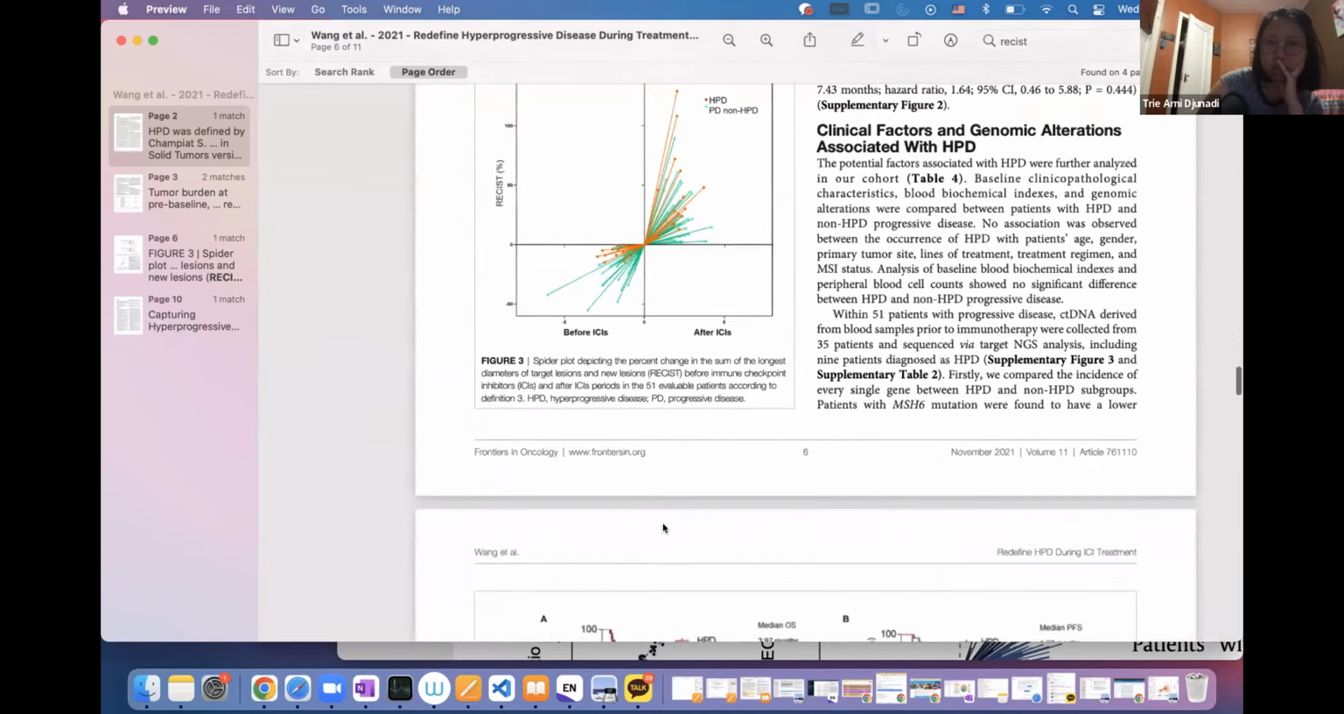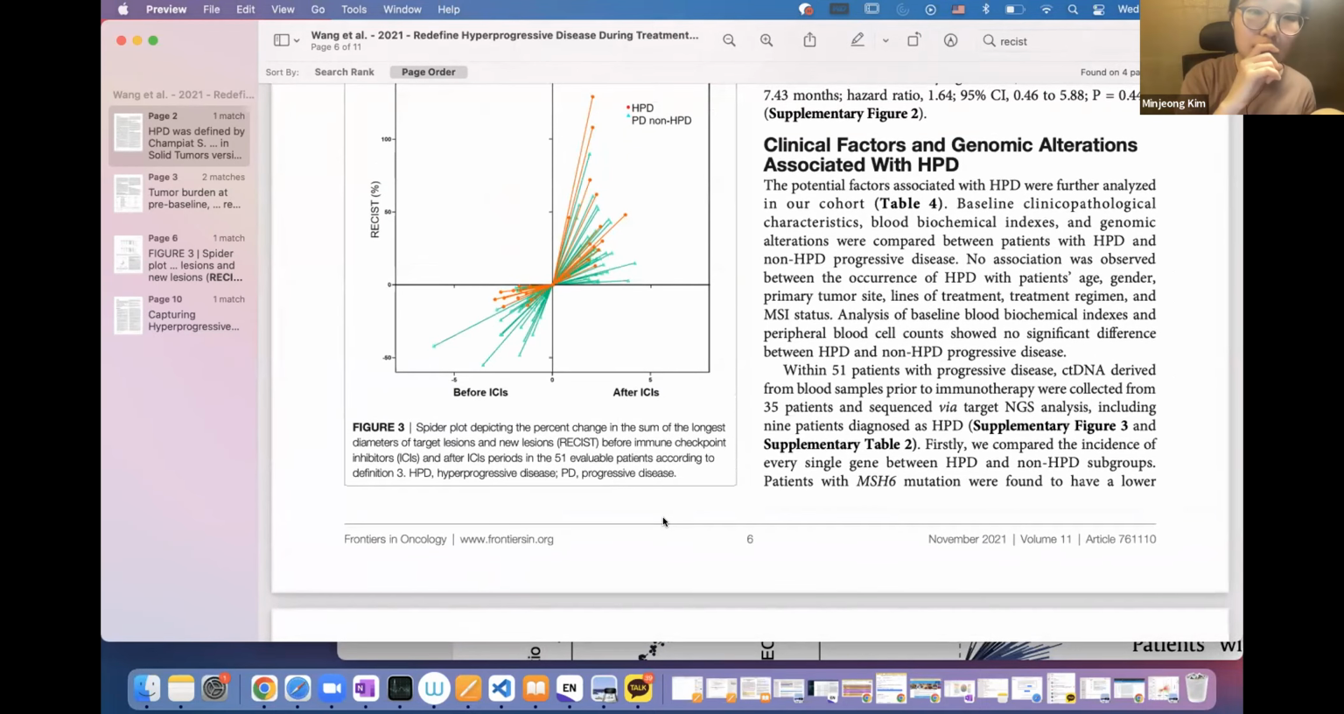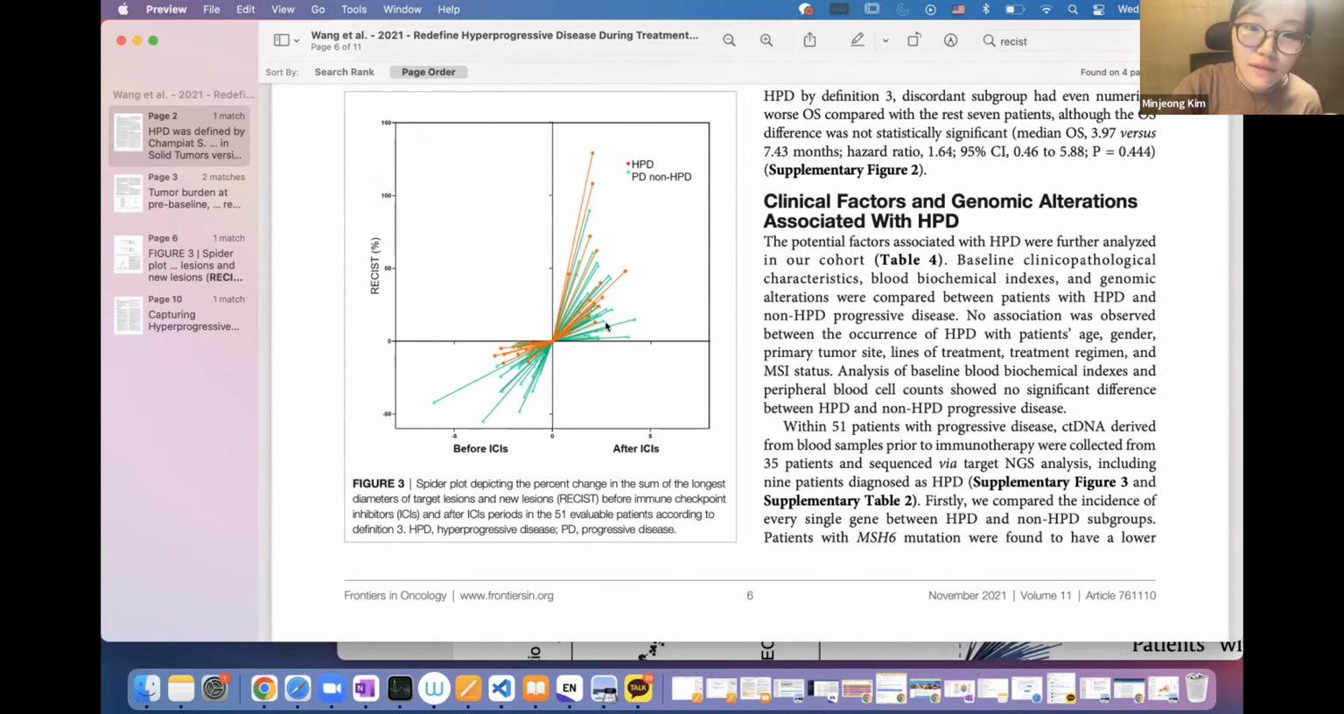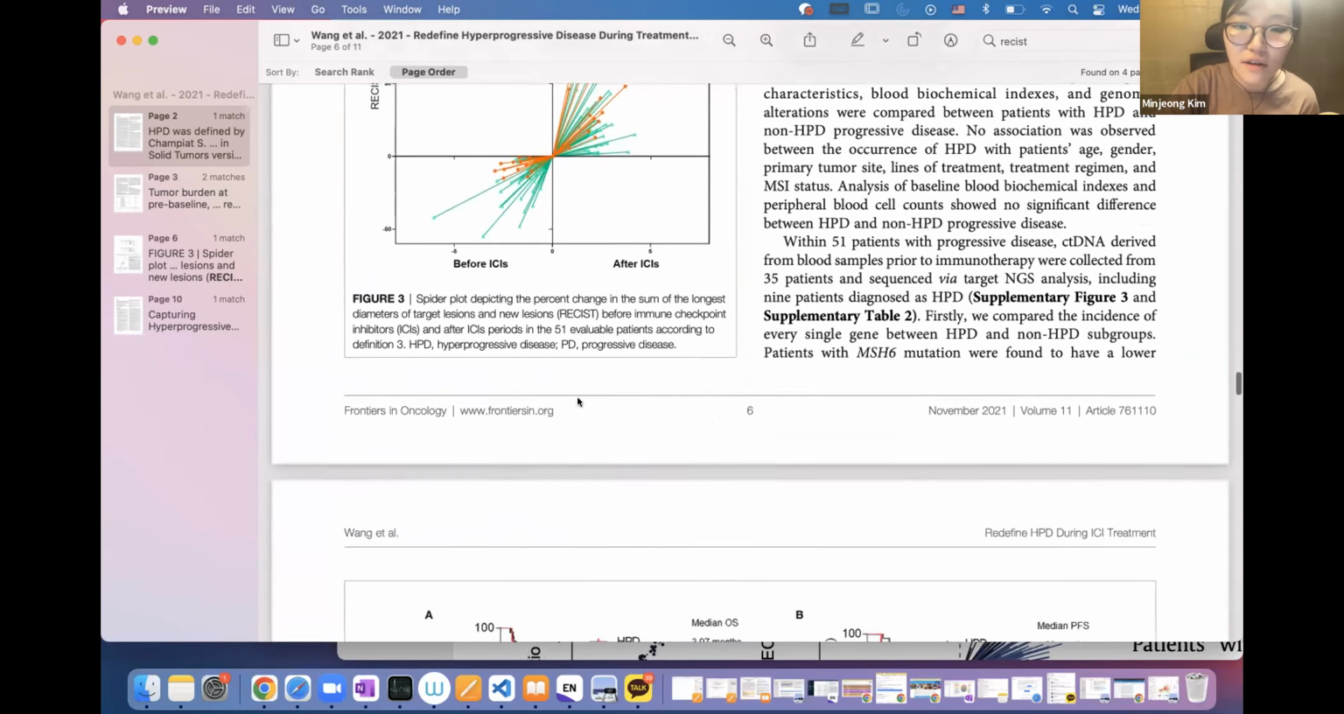But if you're only showing the patients who have hyperprogressive disease, there aren't that many. So I think it is cleaner, definitely, than including all of them. So it might be better to have this graph.